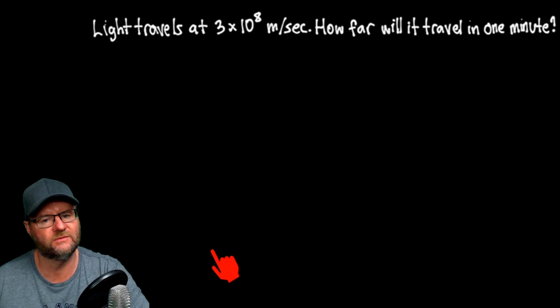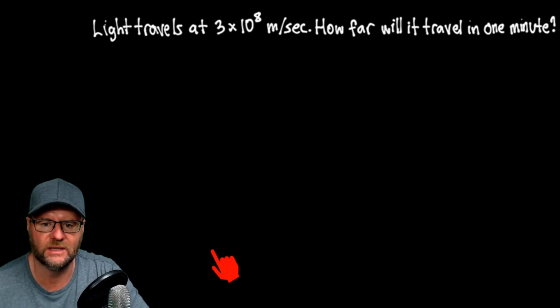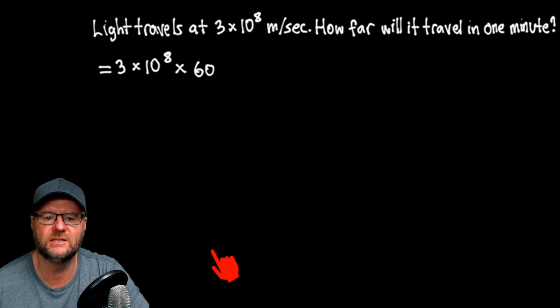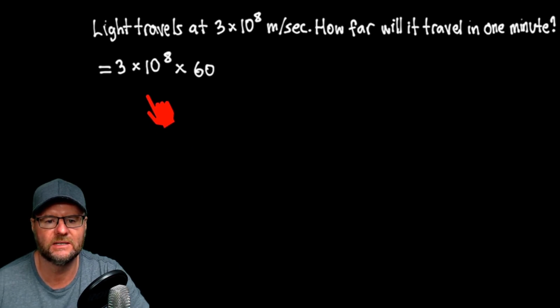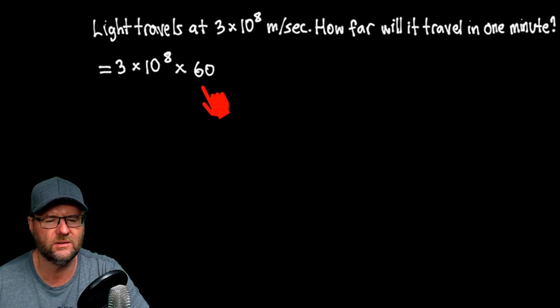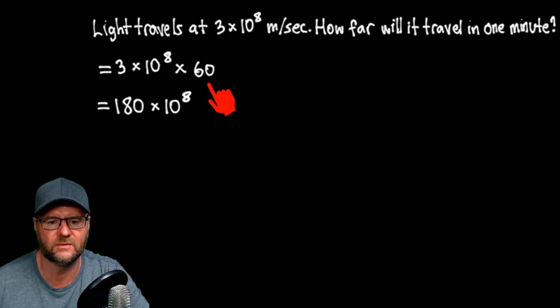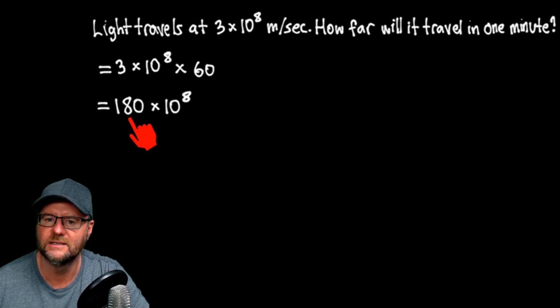One last one. If light travels at 3 times 10 to the 8 meters per second, how far will it travel in 1 minute? Well, there are 60 seconds in a minute, so I can take my speed per second and multiply it by 60 to work out how far it goes in 1 minute. Now let's have a look and see what we can do here. Multiplication, I can do in any order. So I'm going to take the 3 and the 60 and multiply them together to get 180.